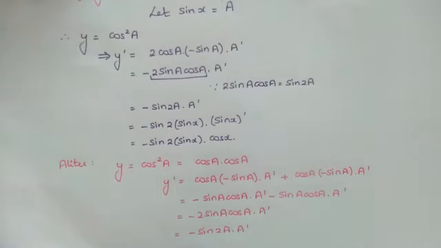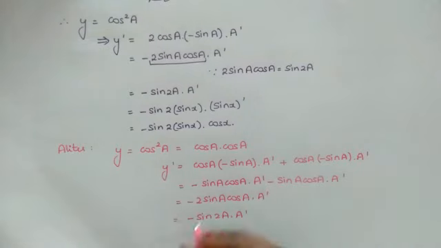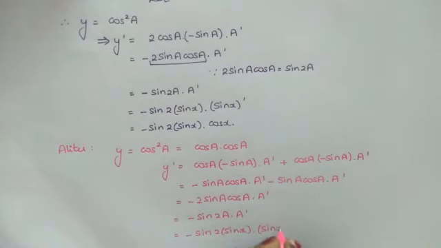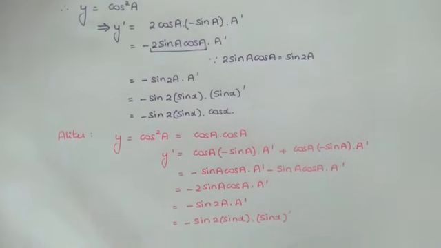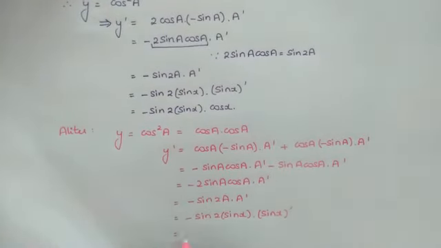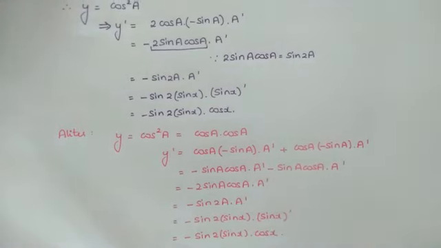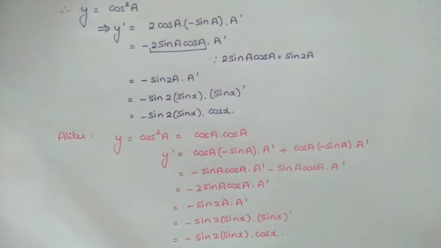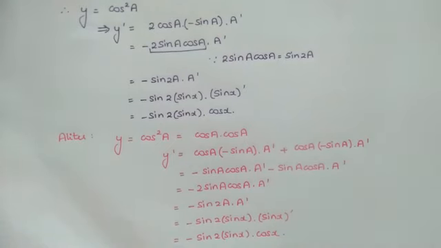Now replace A as sin x. So this will be minus sine 2 of sin x into sin x the whole dash, that is the derivative of the sin x function. So this will be minus sine 2 sin x into the derivative of sin x, which is cos x. That's it. So I have shown you two different ways of finding the derivative of cos square sin x.